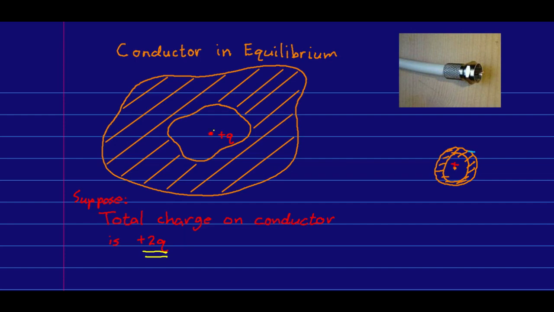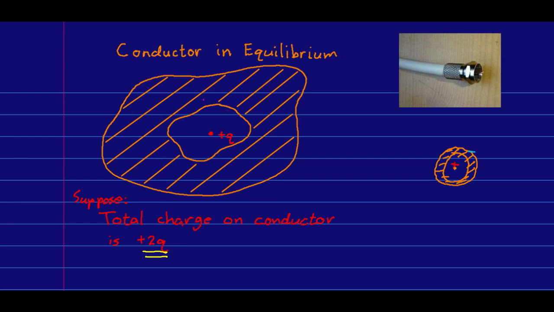So this could be a coaxial cable, or maybe this is a metal box, and we have taken, I don't know, something that we've charged by rubbing and put it inside the box and closed the box, and then we've touched the box with some other charged object to transfer some charge onto it. I don't know. There are any number of situations where this could arise. Again, the question is, where is the charge on the conductor?